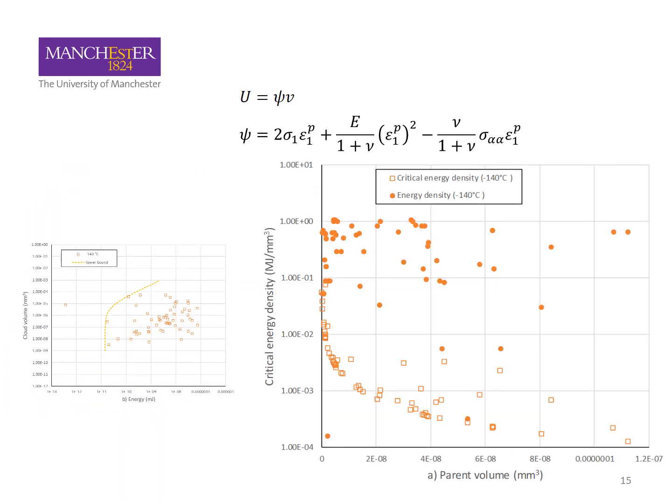This plot shows two sets of data. First, these are the energy densities measured in the FE at the end of the test, and this is the line if we reduce the energy densities to shift the energies to the lower bound energy line. This gives us a nice pattern where the critical energy density decreases with the parent particle volume size, so larger particles are more likely to nucleate cracks first.